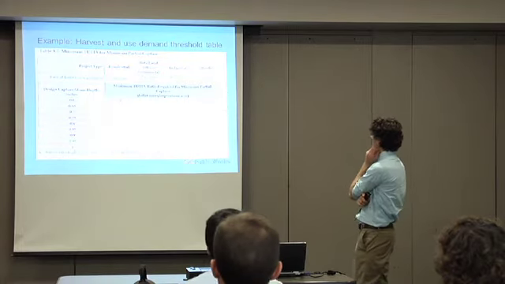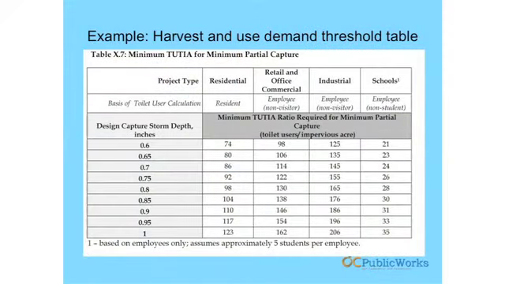So this is just the kind of table where someone would look at what their DCV storm depth is. They'd look at how many toilet users they have relative to the amount of impervious acres they have on their site. And if you're below this, then you would essentially not be required to consider harvest and use. If you're above this, then you're one of those rare projects where this might make sense and you need to look at it harder.